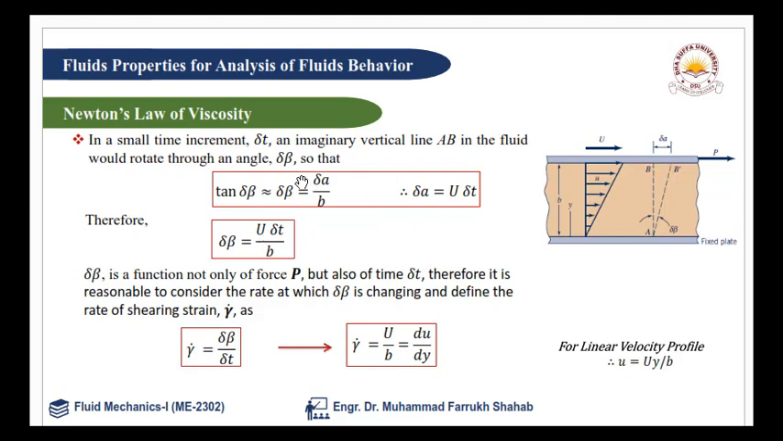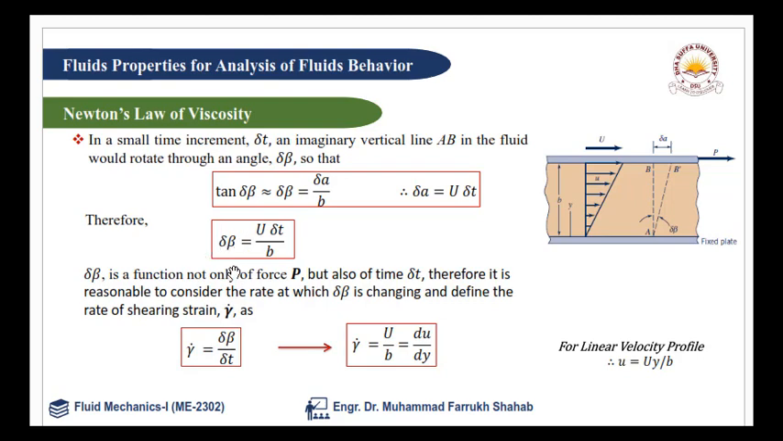So if I replace this relation here, tan delta beta equals delta A upon B, where delta A can be replaced by u delta t. Now since the angle is very small, the tangent of a small angle is approximately the same as the angle itself. So this equation can be modified as delta beta. As we know, delta beta is a function not only of force but also of time, which means delta beta is also dependent upon time.